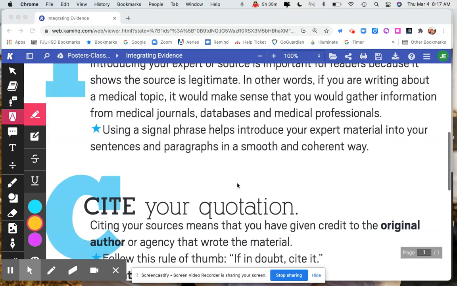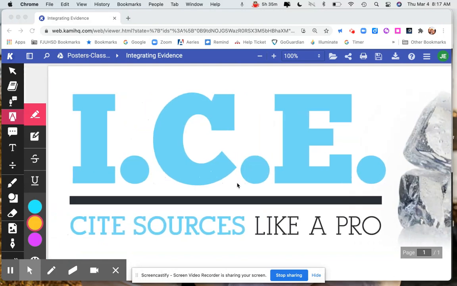So as you're quoting and integrating those sites or those sources into your writing, remember ICE. Introduce where it came from, cite it as it appears in that source, and then explain to me the connection that it has.